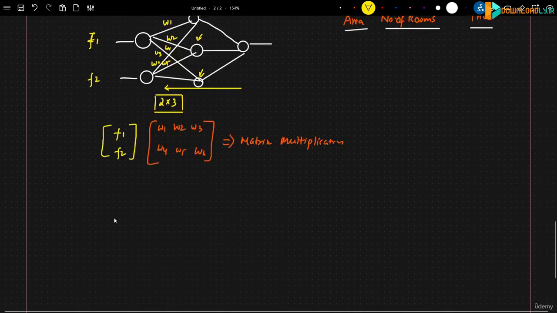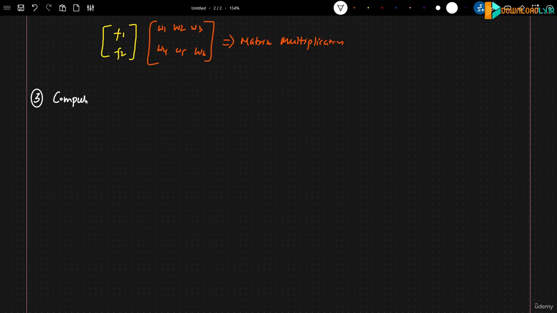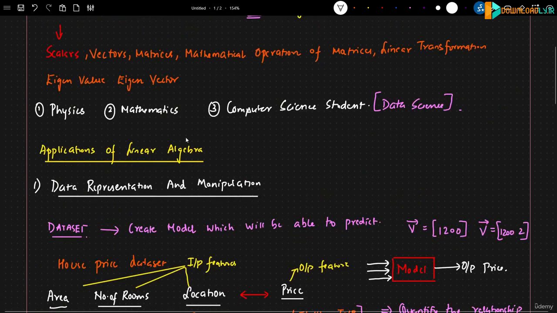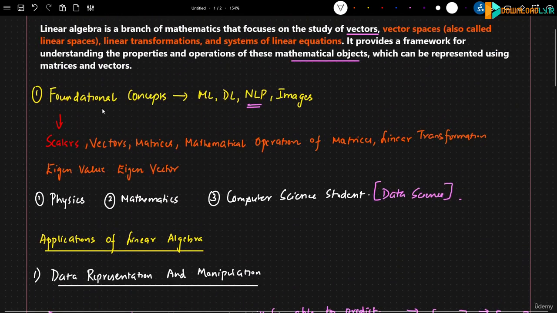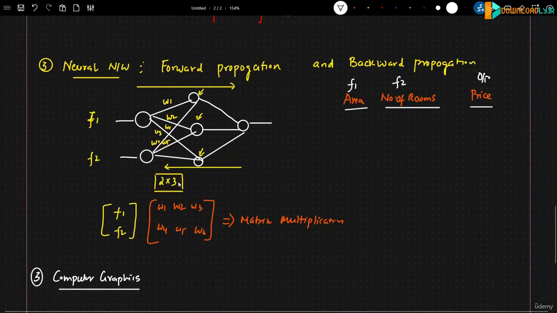Okay. Now coming to the third and the most important application, even in computer graphics. And don't worry guys, I will explain each and everything, like what are the core concepts that will specifically be required in linear algebra. We'll discuss scalars, vectors, matrices, mathematical operations, what is linear transformation, how we go ahead with eigenvalue and eigenvector.